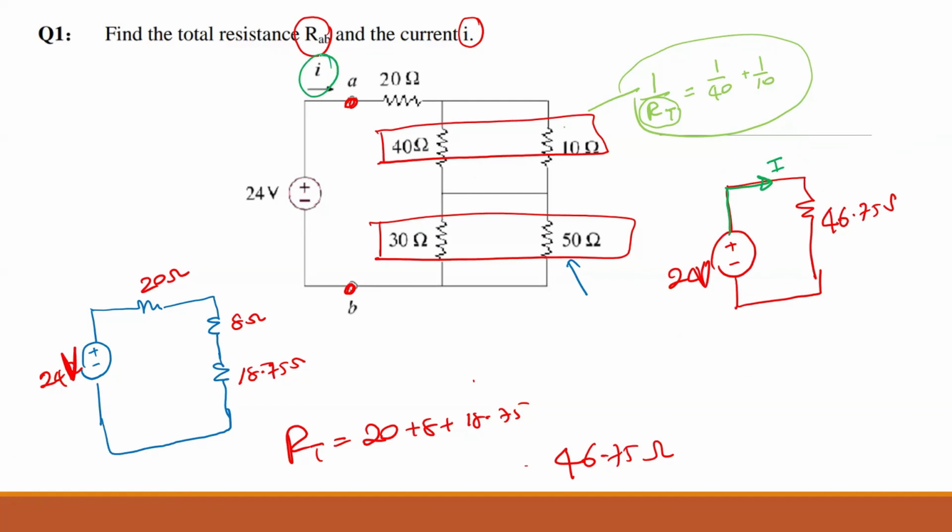What is the current coming out now? The circuit voltage is equal to current times the resistance. Total voltage, total current, total resistance. So the total current coming out from this source will be 24 divided by 46.75 ohms. Agree? Yep.